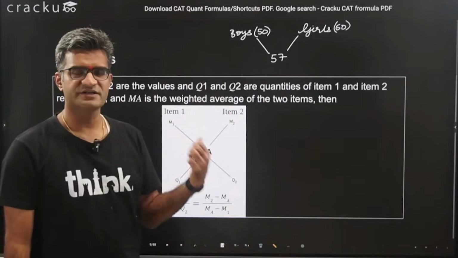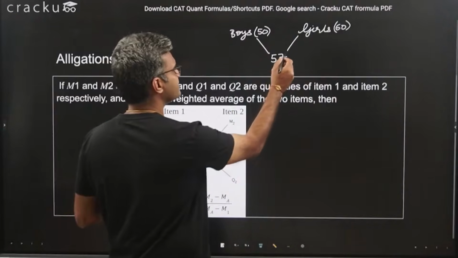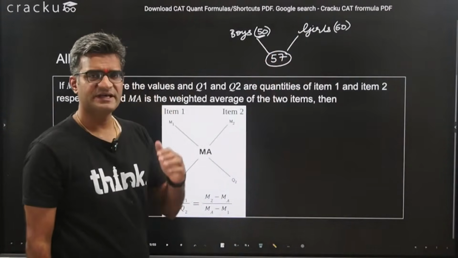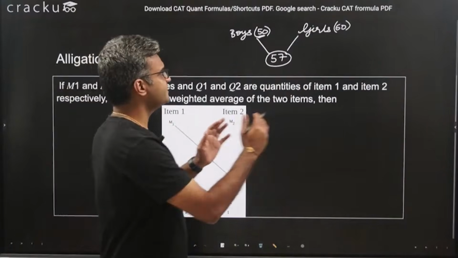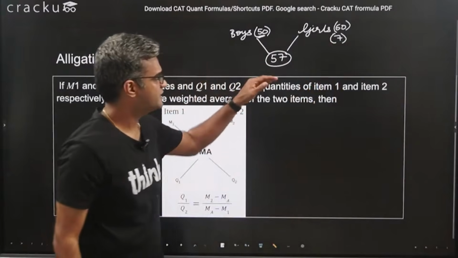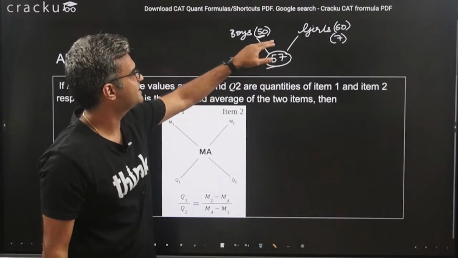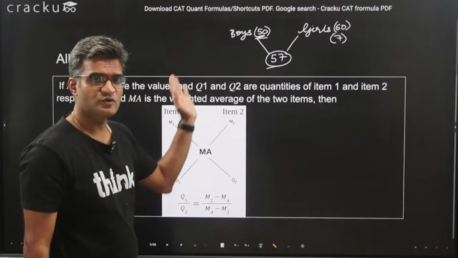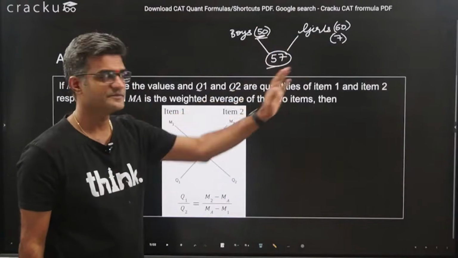What do you have to do to calculate the ratio? You have to just subtract 50 from 57. What is 57 minus 50? It is 7. Now put 7 beside girls, on the opposite side. You are subtracting the average height of boys from 57, but you are not putting 7 here. You have to interchange it and put it on the other side.